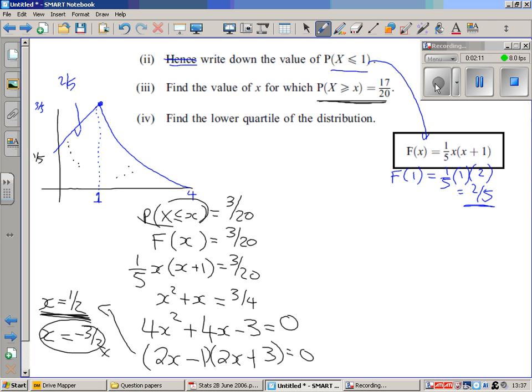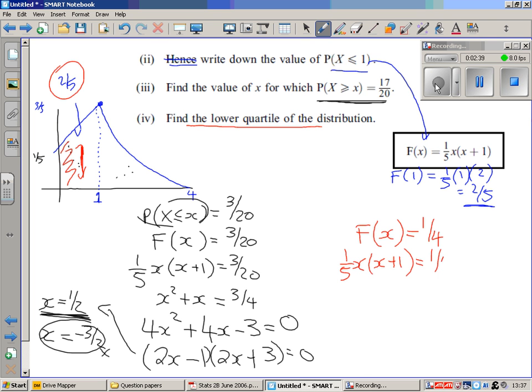The last bit, almost the same: find the lower quartile, and we're using the same idea here. If I want the lower quartile, I want the amount of probability to be equal to a quarter, not 3/20ths as I had before, but a quarter. I'm still happy it's in this section here, because 1/4 is less than the 2/5 we got there. Same idea here. I won't do all of this one. Make that equal to a quarter. Rearrange that to get your quadratic equation, and the quadratic equation this time I think turns out to be 4x squared plus 4x minus 5 equals 0.